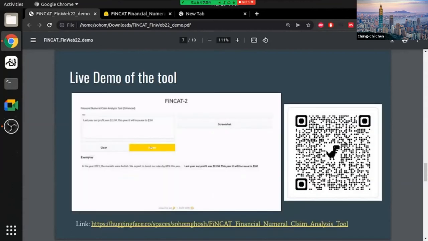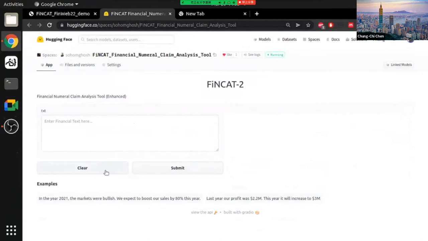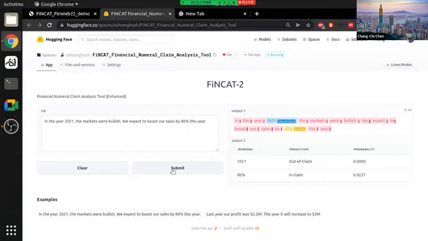Let's have a look at the live demo of this tool. You can use it directly from Hugging Face Spaces. Link has been shared. So here you can write any text. For the sake of time, I have taken this text. You can just hit clear to clear the tool if you want to start from the beginning, and you can select any text or write it from here. I will just use this text as it is. Click on submit. And on the right-hand side, you get the in-claim and out-of-claim numerals marked. You also get a table where the numerals, their predictions and their probabilities are mentioned.